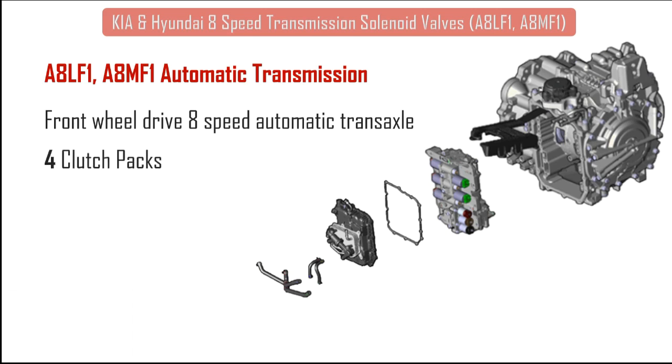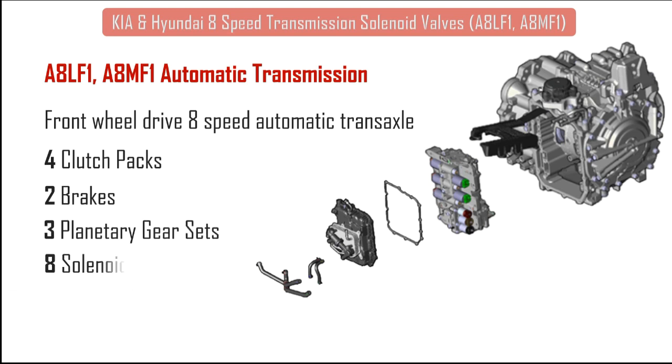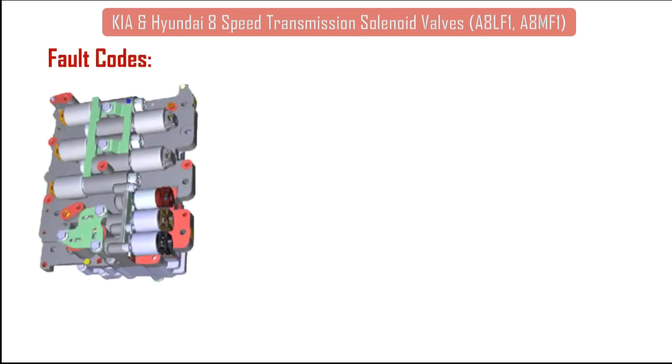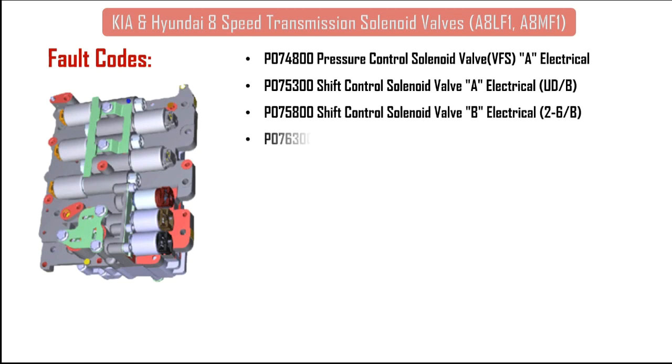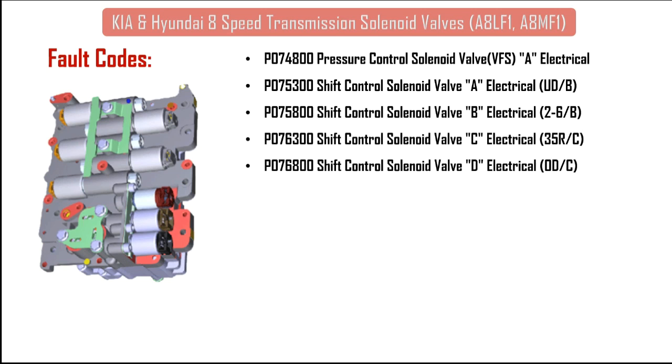Before starting to talk about the solenoid valves, it's really important to know some general ideas about this kind of transmission. First of all, in this transmission, there are 4 clutch packs. We have 2 brakes. There are 3 planetary gear sets. And at the end, as I said earlier, there are 8 solenoid valves. But let's see what could be the possible causes if one of them is faulty.